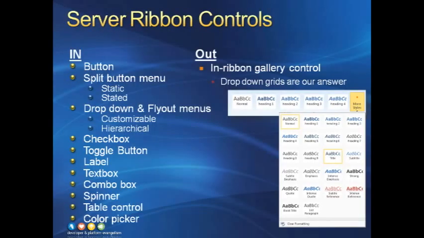Now, as you start building controls for the ribbon, if you're familiar with creating ribbons in the client Office applications, we have many of the same controls, the button, the split button menu, drop downs, check boxes, toggle boxes, labels, all these different controls. The one that we don't have on the server that hopefully you didn't get too attached to over in the Office client is the gallery control. So that doesn't exist.